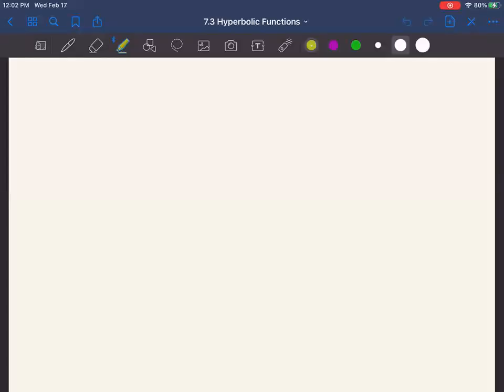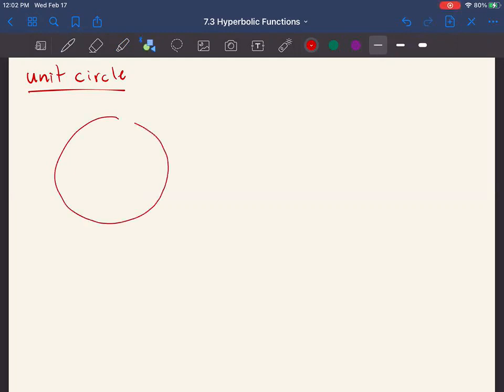All right, so what we've got here is we're going to start off by talking about the unit circle. Unit circle, everybody's favorite thing, right? And so if I go and I draw a nice unit circle, look at that freehand perfection right there.